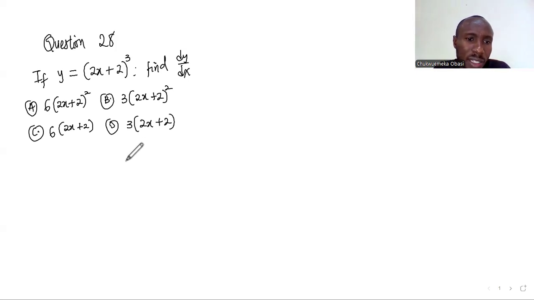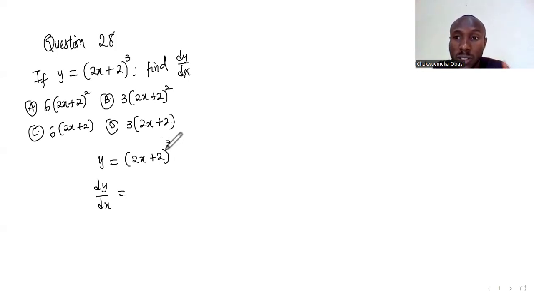We have y is equal to (2x + 2)^3. Now you can see that y is expressed in terms of x. So that means we are going to differentiate y with respect to x. And how do we differentiate these? I told you, whenever you have an expression like this with a power, utilize the what? The chain rule. Just utilize the chain rule.